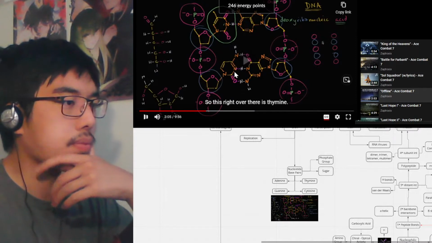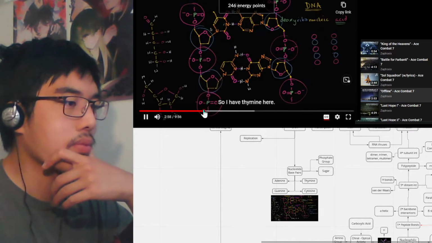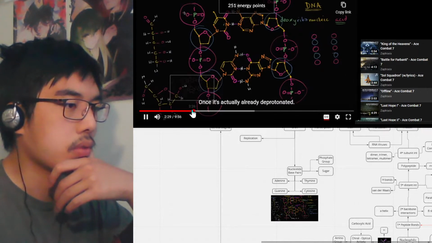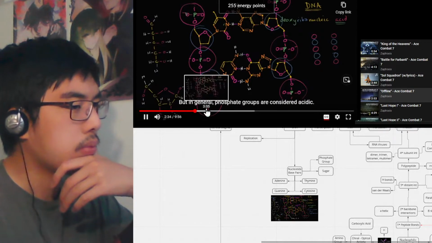Hang on. So this is attached to thymine. I have thymine here. I would have it protonated, and so I wouldn't draw that negative charge like that. That's just that you're more likely to find it in the nucleus of an actual cell once it's already deprotonated. But in general, phosphate groups are considered acidic.